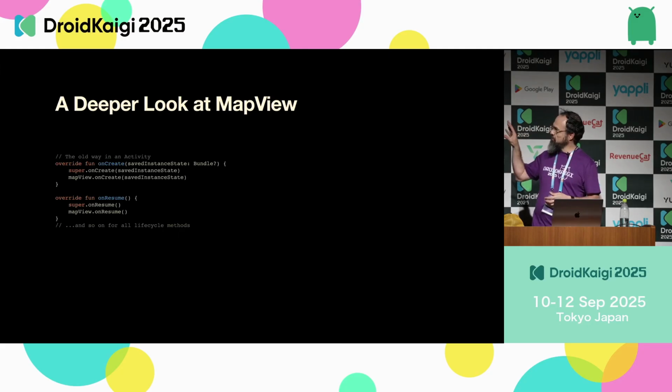We have this onCreate method, which is the method from the activity, or it could be the method from the fragment. We call inside onCreate the super onCreate method, and right underneath we call the mapView.onCreate. We do the same for the onResume and for all the other lifecycle methods. This doesn't happen automatically when using the Android view bridge.